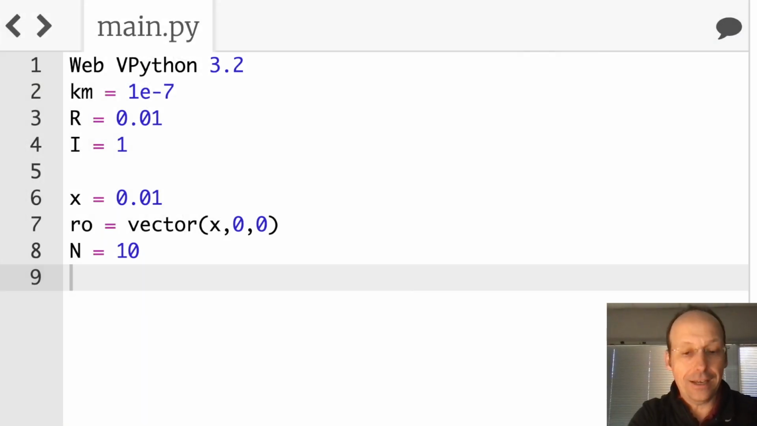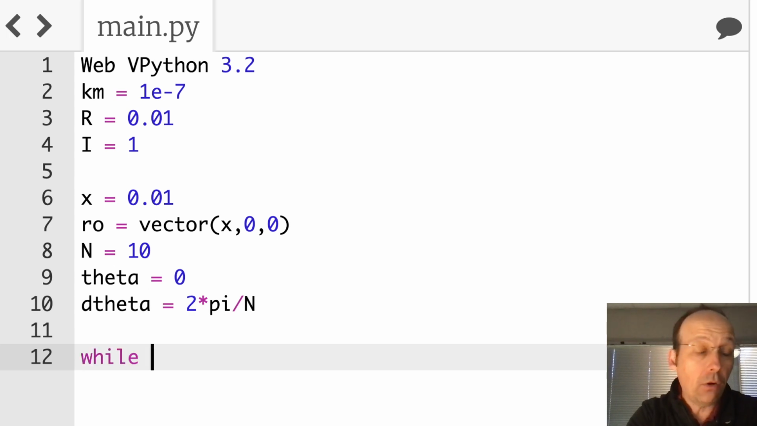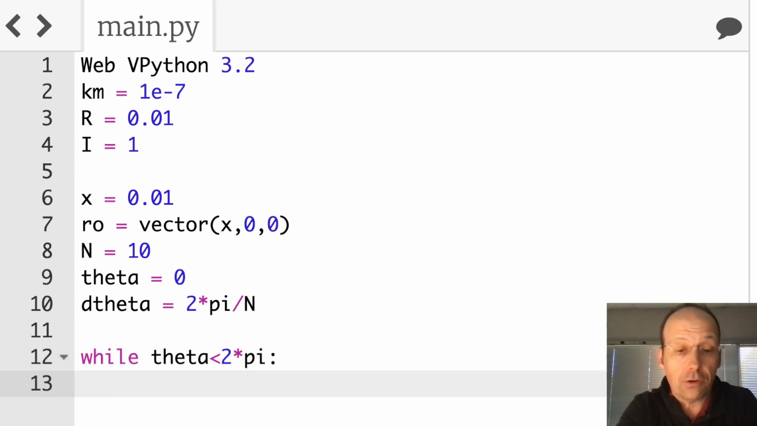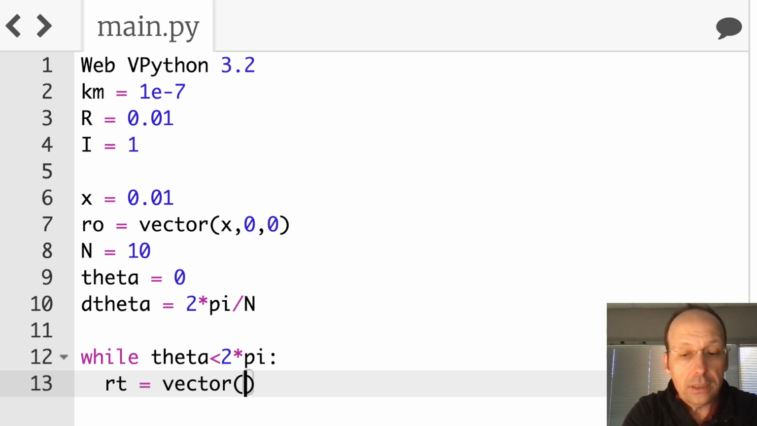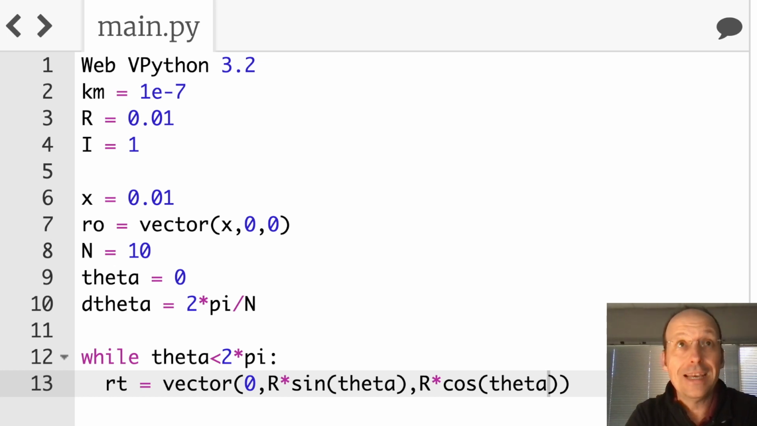Okay, back to the computer. So I need theta. Theta is 0. D theta is equal to 2 times pi divided by n. And now I can just say while theta is less than 2 times pi, do the following. Number 1, I'm just going to create that vector. RT equals vector 0, r times sine theta, r times cosine theta. Is that right? Yep. Okay, so that's my temporary vector.